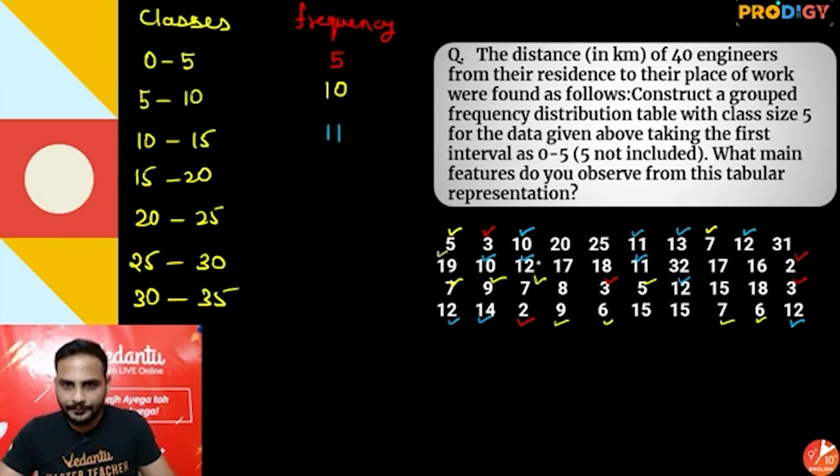So 1, 2, 3, 4, 5, 6, 7, 8, 9. 9 will be over here. Yeah, look, this 8 I have missed. So 8 will come in 5 to 10. So this 5 to 10 group should be 11. It should be 11, right?